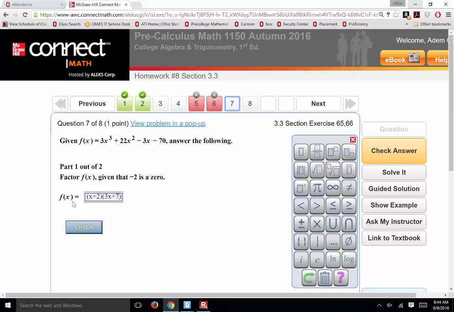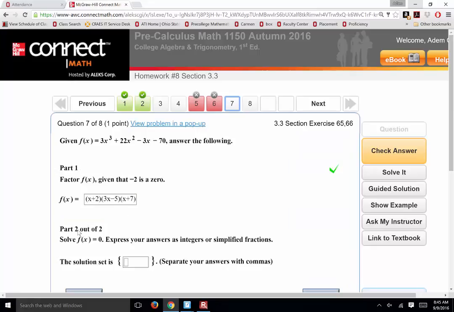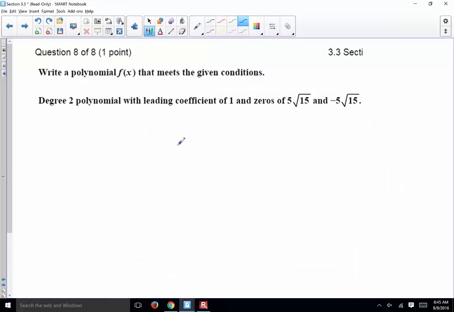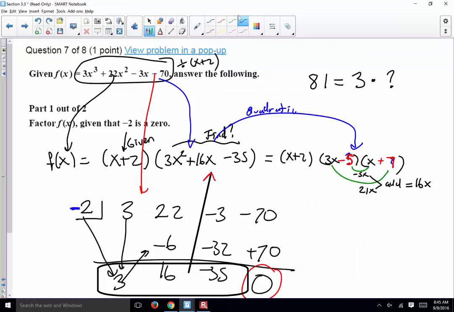Was it +7? No, it was the other way, right? So order is important. -5 was the first one. Okay. There's a second part. So they want us to set this into 0 before going to the next one and solve it.